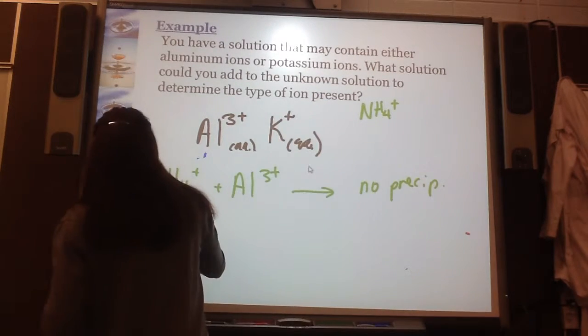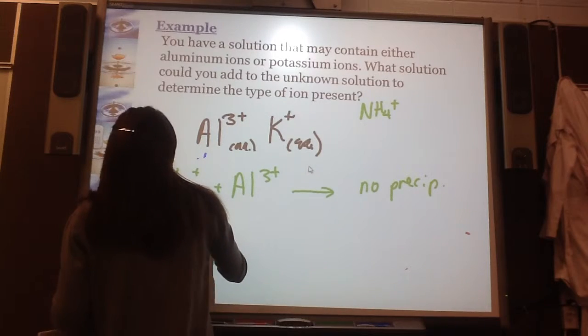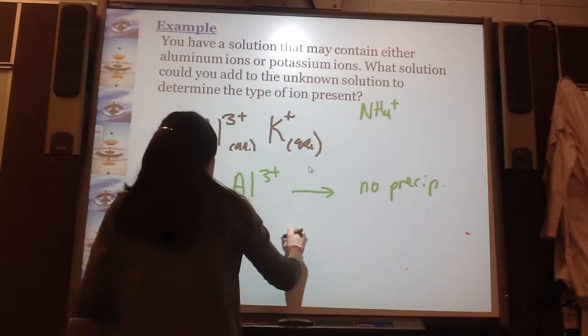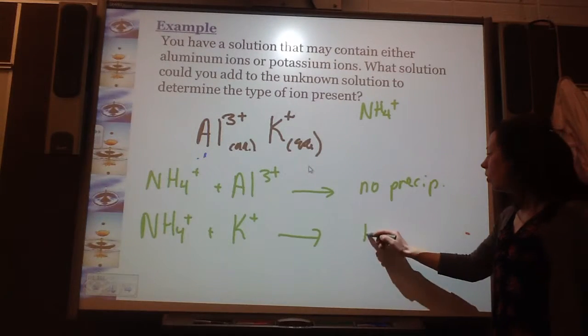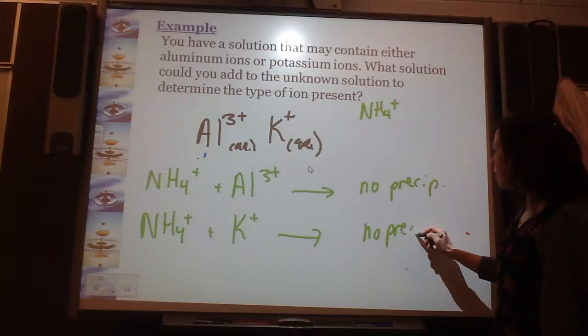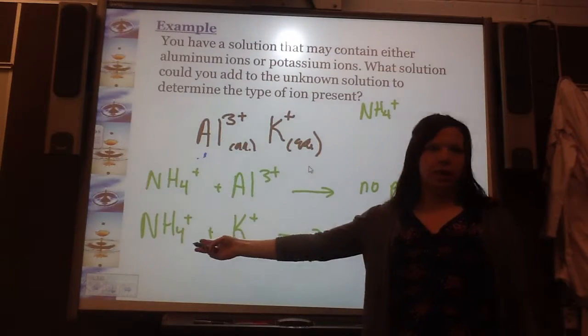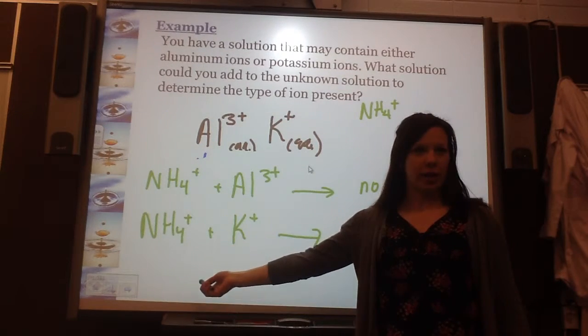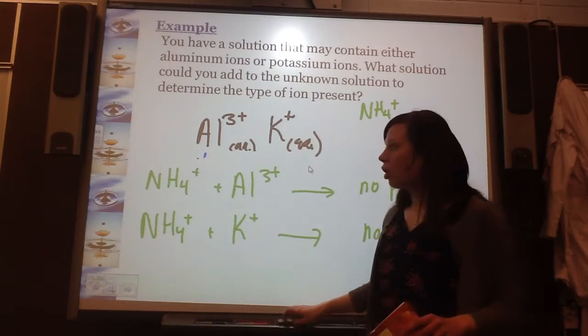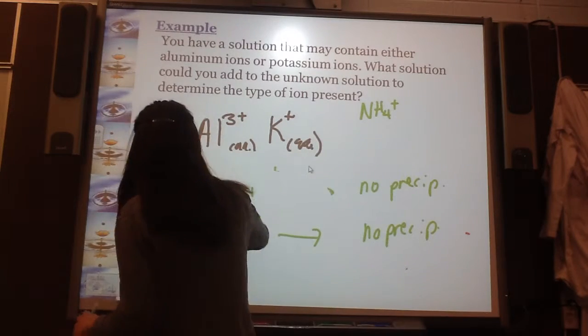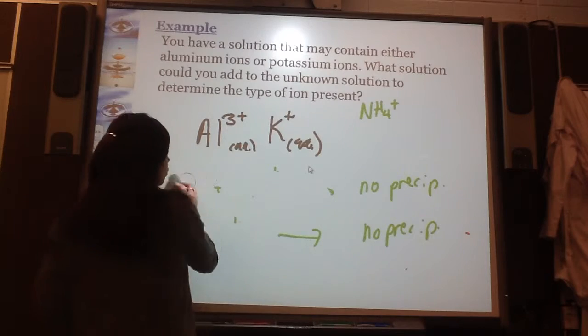Okay? What if I took ammonia and added it with potassium? Do I get any sort of precipitate? No. This was maybe a silly choice because it's a cation plus a cation, but I was just going through the process with you, okay? So let's choose, do you guys have a suggestion of what I could try?